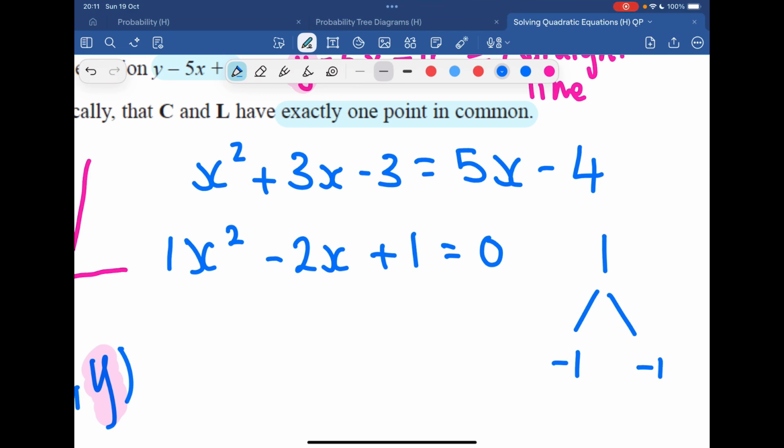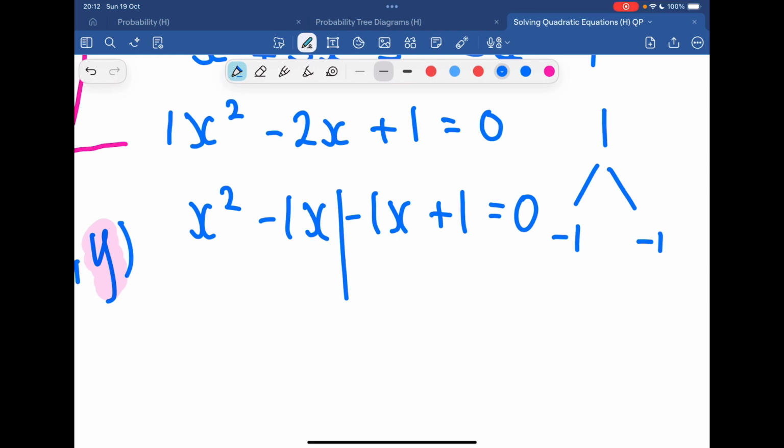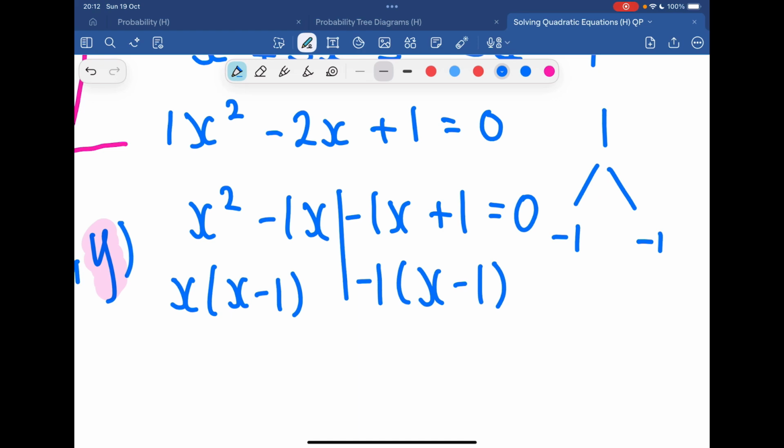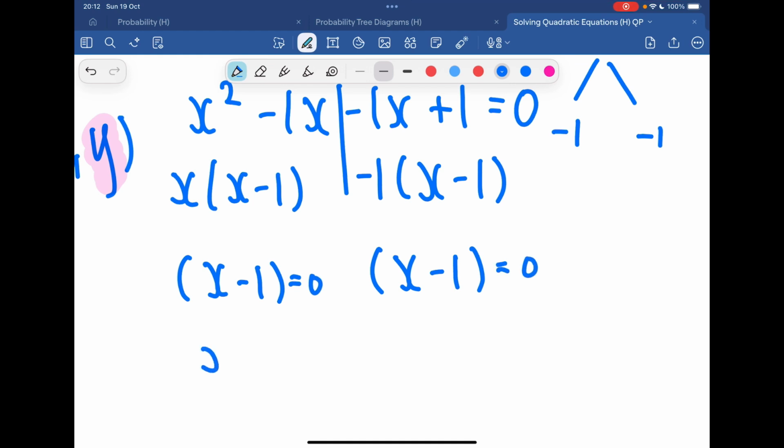So let's split this up. We're going to have x squared minus 1x minus 1x plus 1 is equal to 0. And we're just going to solve this as normal. We can factorise out an x here, which will leave us with x minus 1. And here we can factorise out a negative 1, which will leave us with x minus 1 inside the bracket. Then we can see one bracket will be x minus 1, and the other one will also be x minus 1. Therefore, solving both of these, we will get x equals 1 twice.